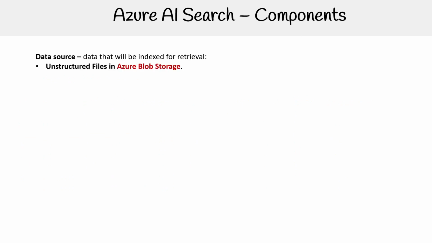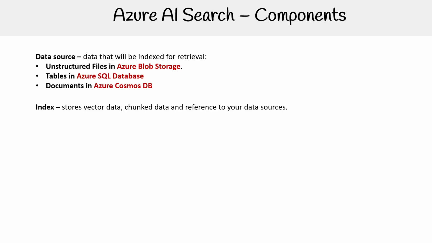Let's talk about the components that are involved within Azure AI Search. The first is your data store. This is the data that would be indexed for retrieval. So you can use Azure Blob Storage, Azure SQL Database for your relational databases, Azure Cosmos DB for your document database. You have the index, which is the actual vector store here. It's going to, I assume, store chunk data and references to your data sources.